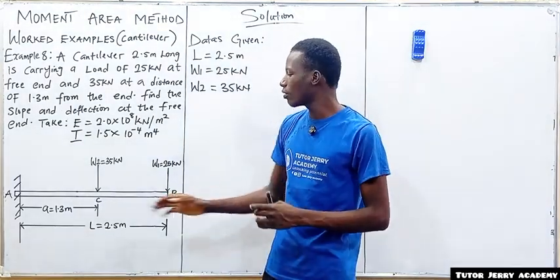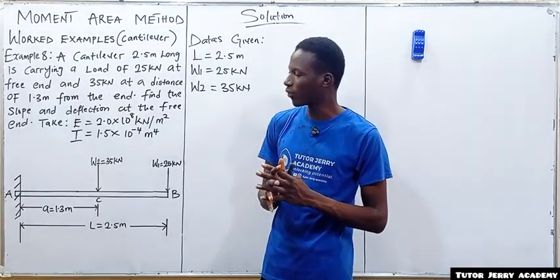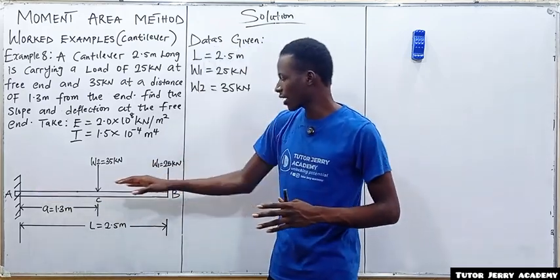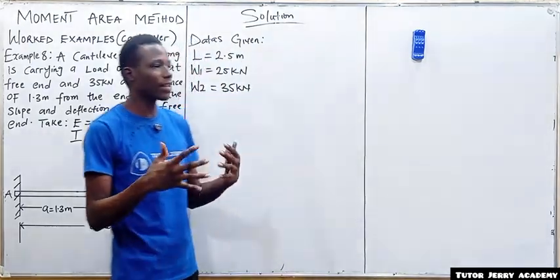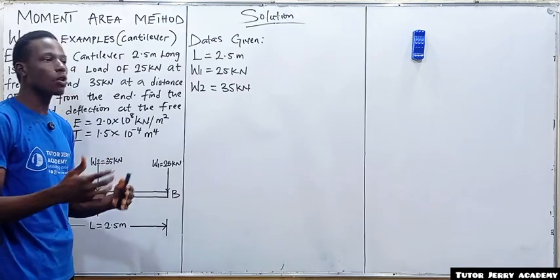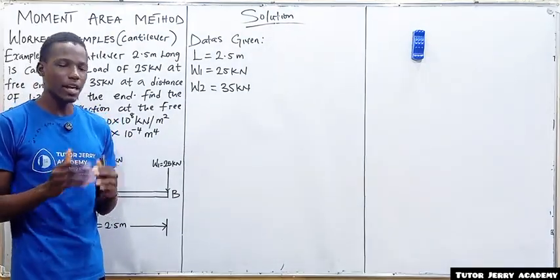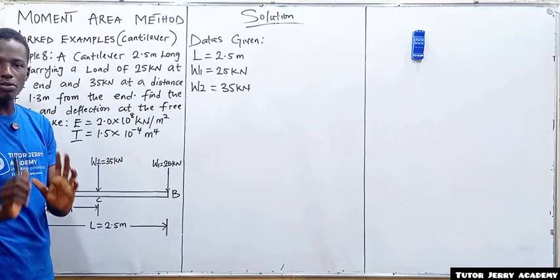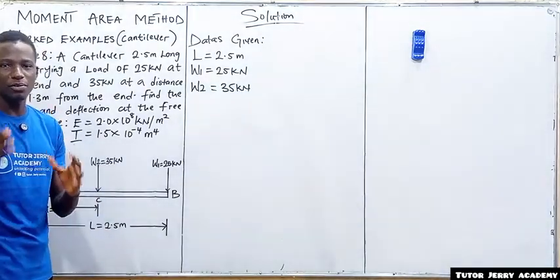Now these two load cases are ones that we have considered before. When we consider a cantilever with a point load at the free end, the slope is nothing but WL square all over 2EI. That was what we got when we considered a cantilever with a load at the free end. The maximum slope was WL square all over 2EI.